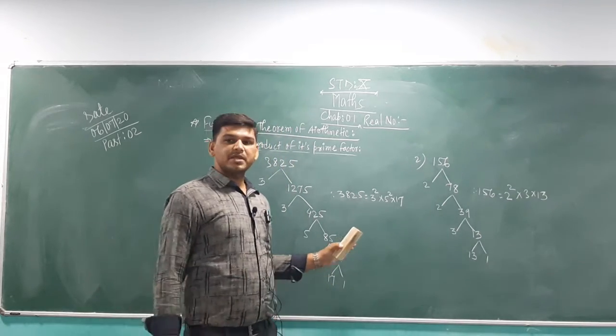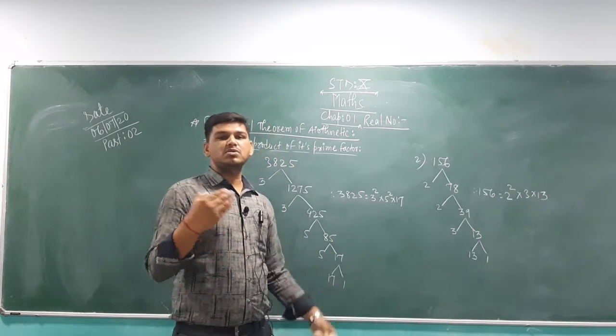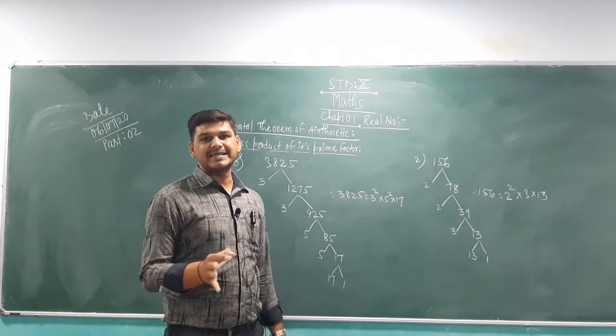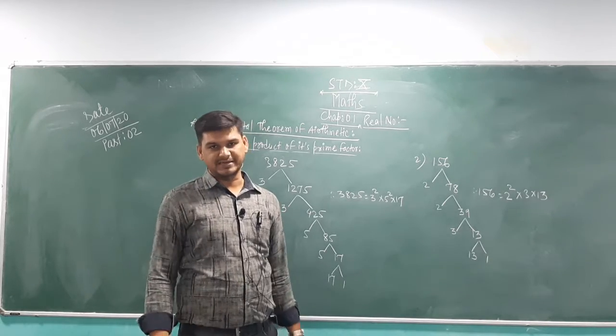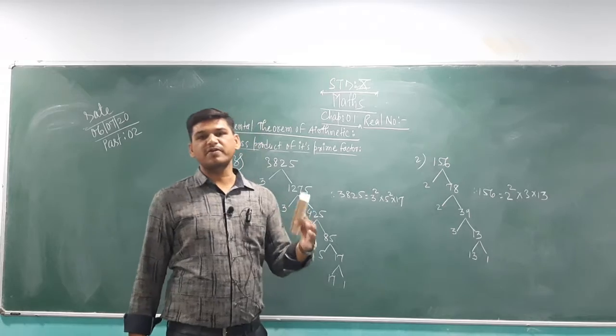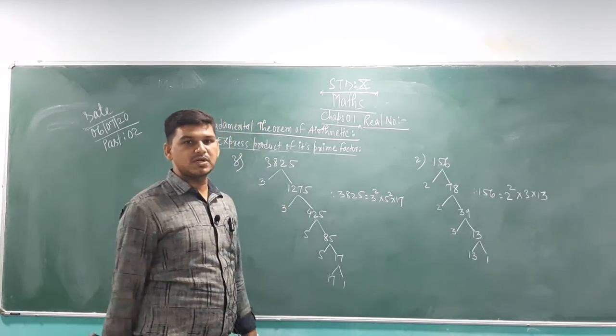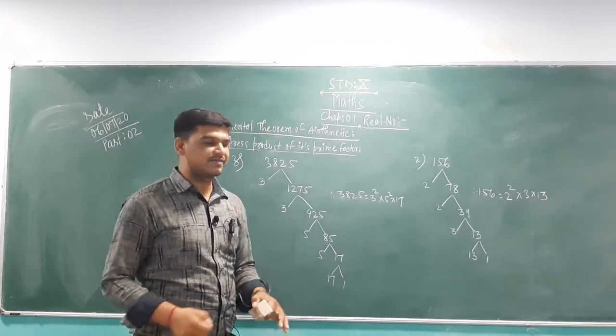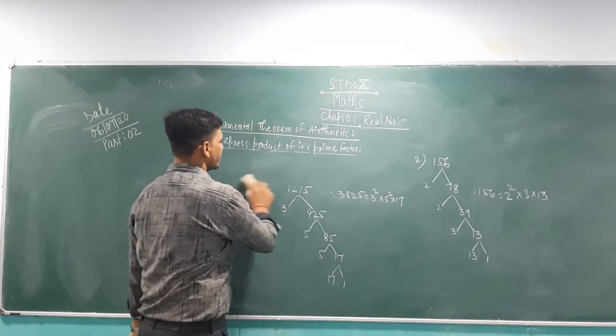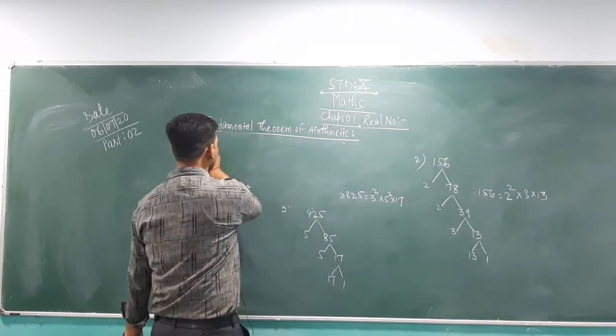Generally, it is used to compare more than one number in the form of HCF and LCM. We have to convert them into prime factors. So how is it useful to find the HCF and LCM between two numbers or more than two numbers? Let's take one example.